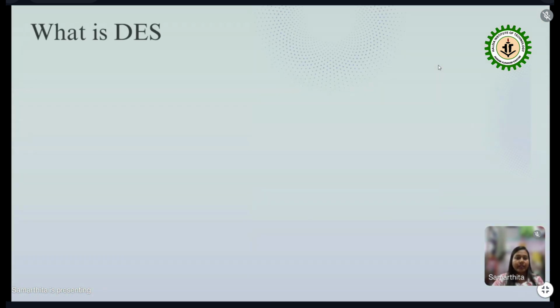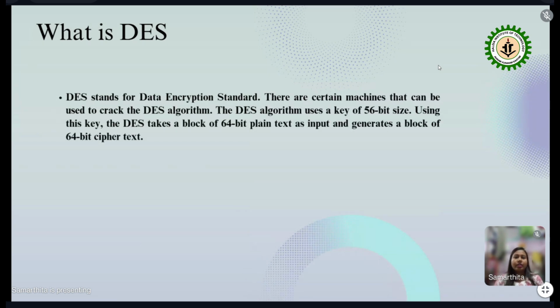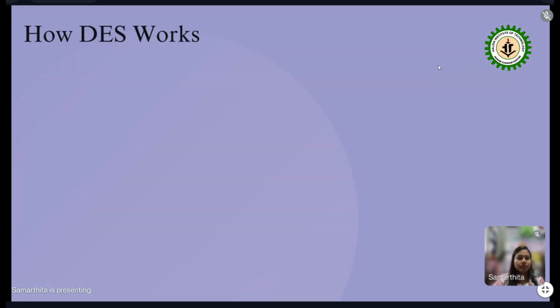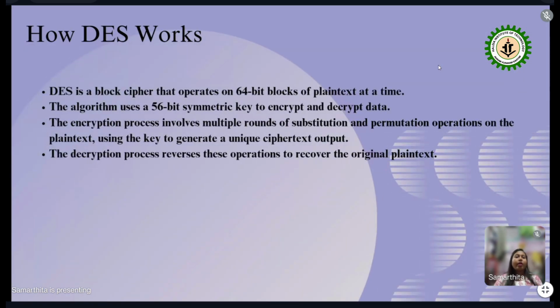Next, what is DES? Basically, DES is an algorithm that takes an input size of 64 bits, and it takes a key size of 64 bits also, and it produces a fixed-length output, also 64 bits. Now how it works, I will explain with a suitable diagram.